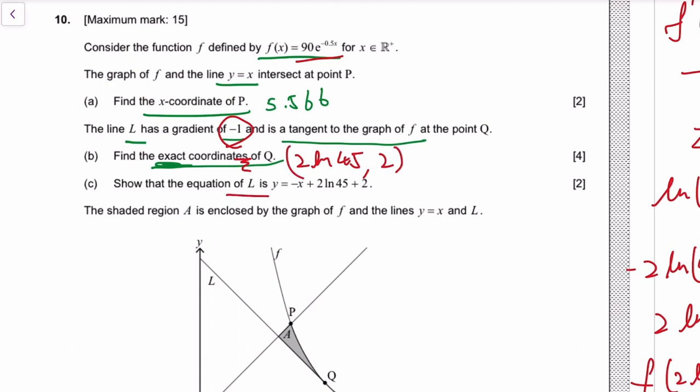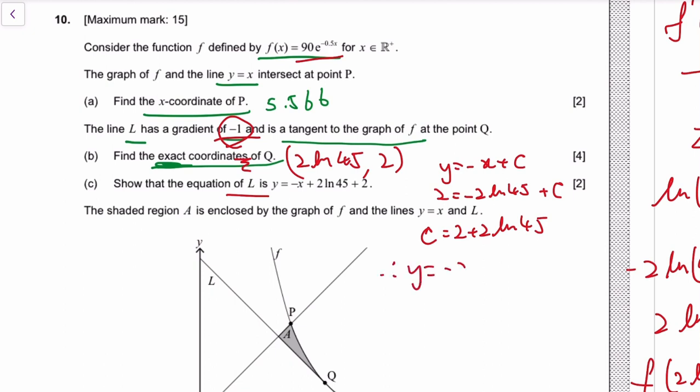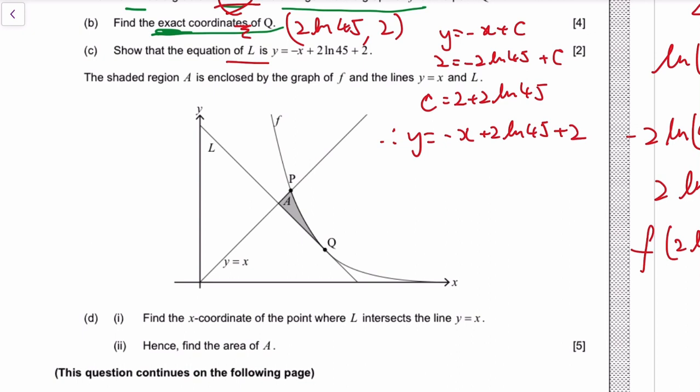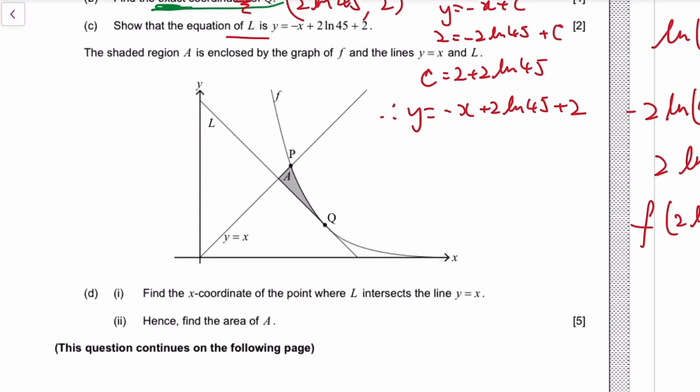Then we'll need to find the equation of L, so we do y equals mx plus c, gradient is -1. We sub in the coordinate of Q to find c, so c is 2 plus 2 ln 45, which means the equation of tangent is -x plus 2 ln 45 plus 2. Alright, nice and easy. Oh, in case you forgot what I said in section A, this question is shared with SL, so it really shouldn't give you any trouble.